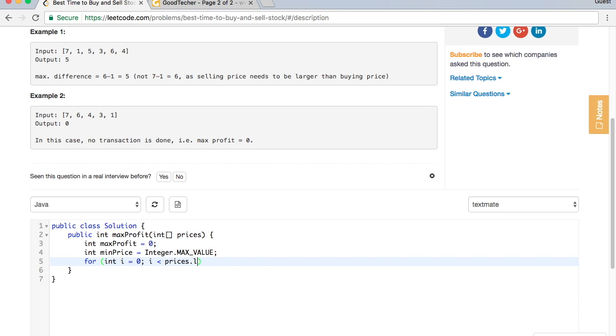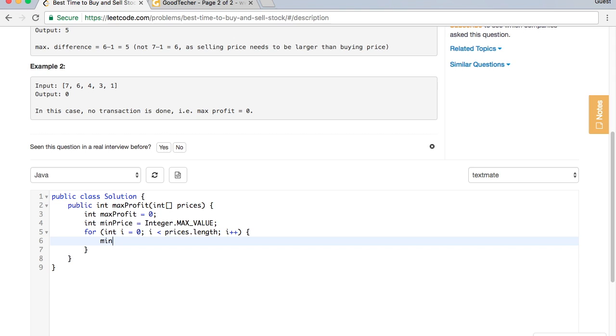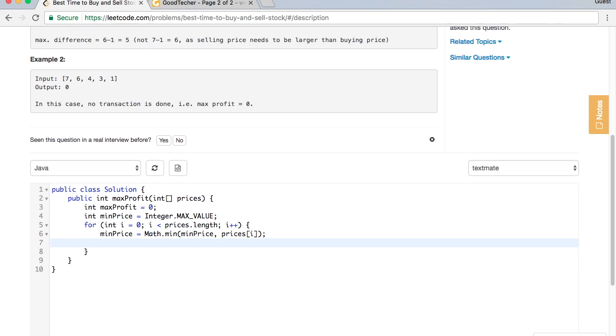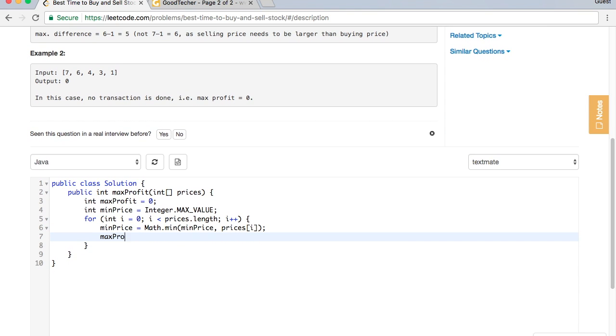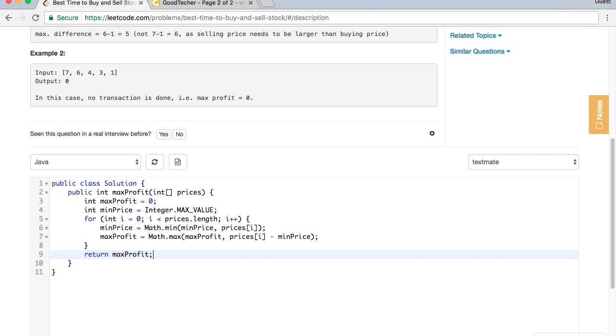So we can do a for loop here. We iterate over each price in this array, and we keep updating the minimum price by doing Math.min of the minimum price with the current price. We should also update the max profit by comparing the previous max profit with the current price minus the minimum price, which gives the current profit. And in the end, we should return the max profit.